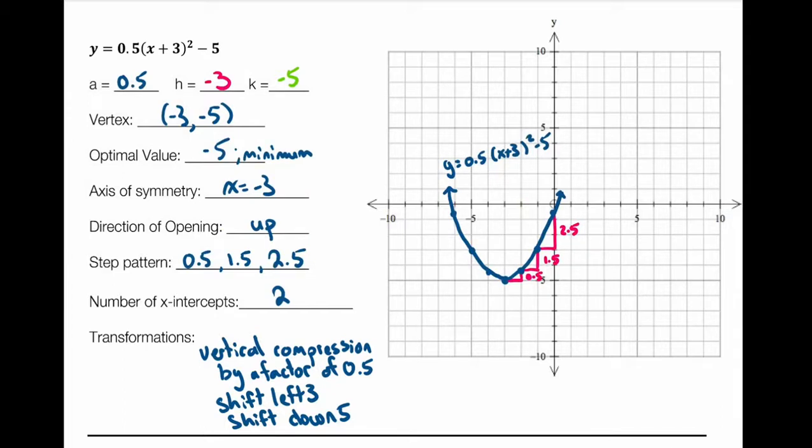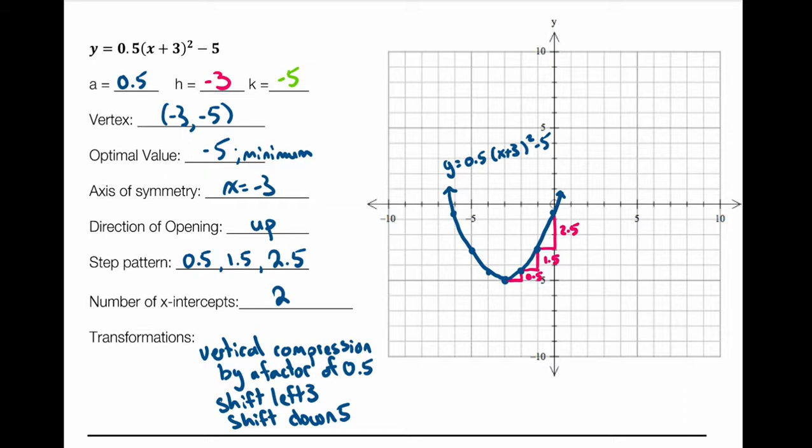So the next example that you should have tried on your own, this is the solution. So here we have an a value of 0.5, h value of -3. Again, remember it's the opposite of what we see in the bracket, and a k value of -5. Vertex, optimal value, axis of symmetry, direction of opening, hopefully we're okay.